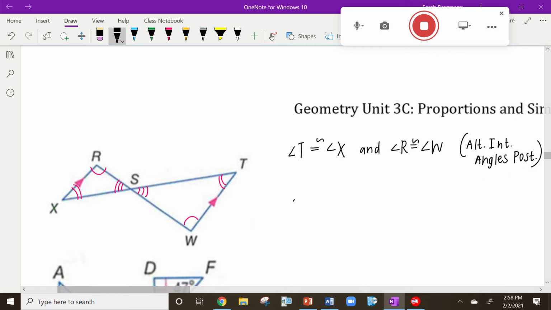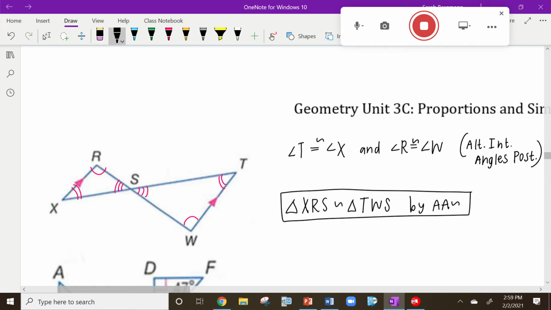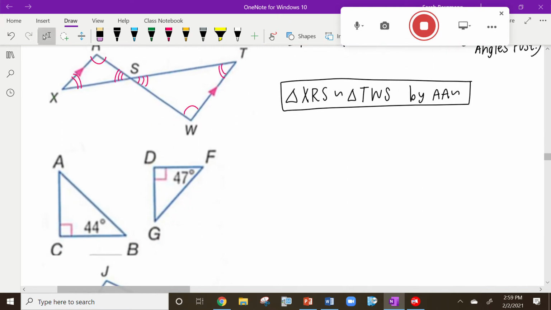Then I can conclude triangle XRS is similar to triangle TWS by angle-angle similarity. Again, you could have used vertical angles here as well to get another pair of congruent angles. Let's check this one out.